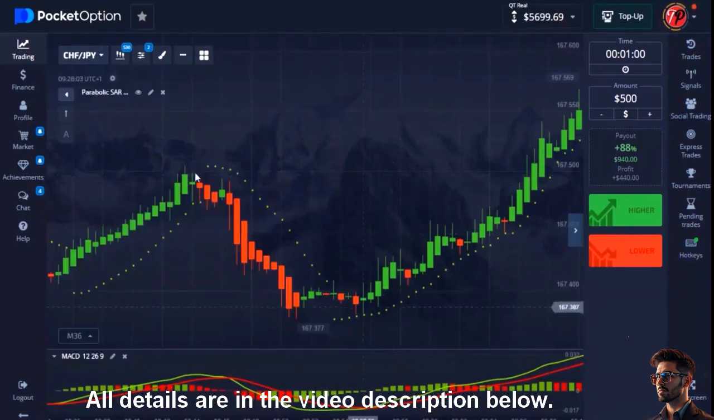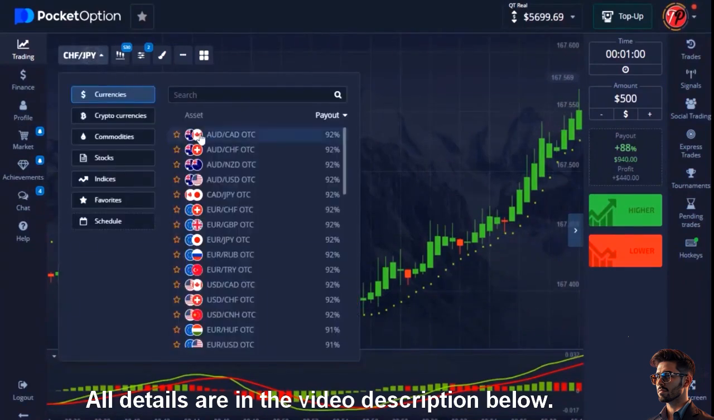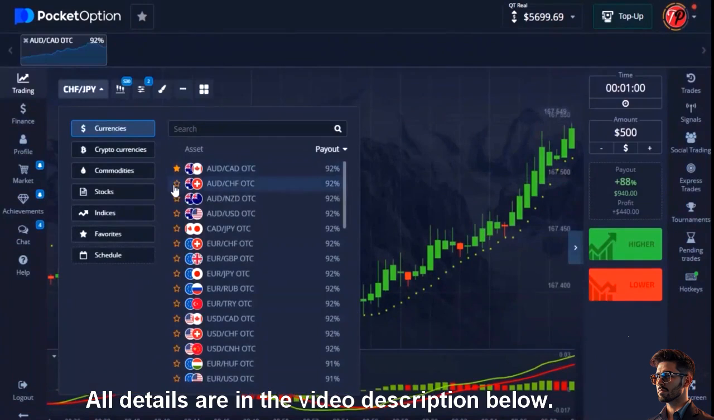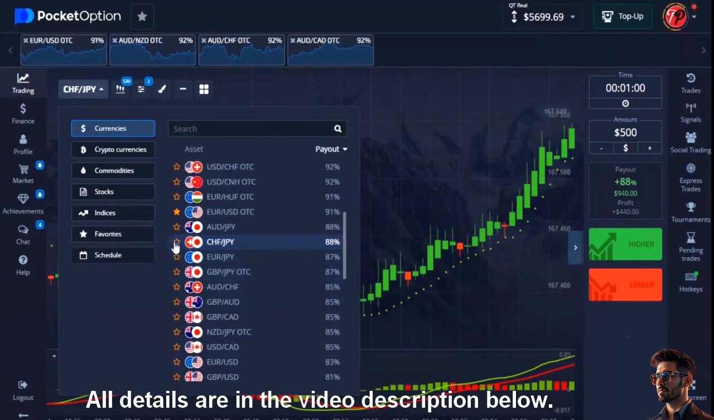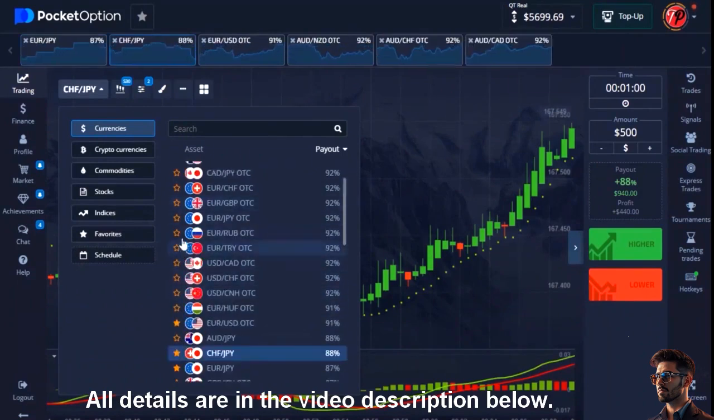So right now I'm analyzing the market. The strategy actually works with OTC. I'm doing this with OTC and a normal market. The strategy actually works with OTC and a normal market. So right now I'll be analyzing the market, and when I get a good moment, I'm going to come down and enter a trade.